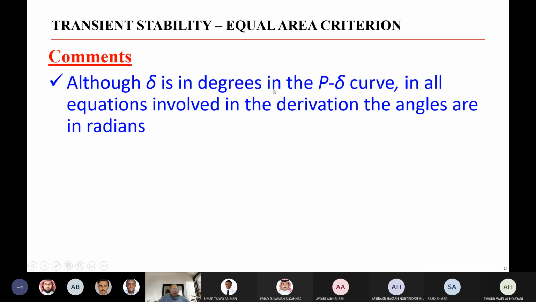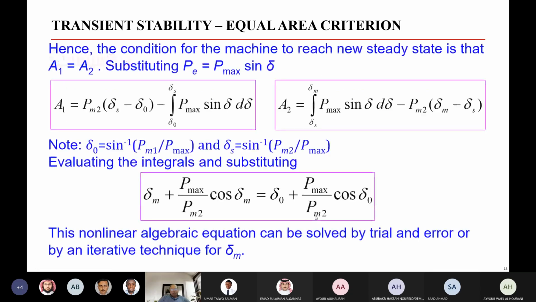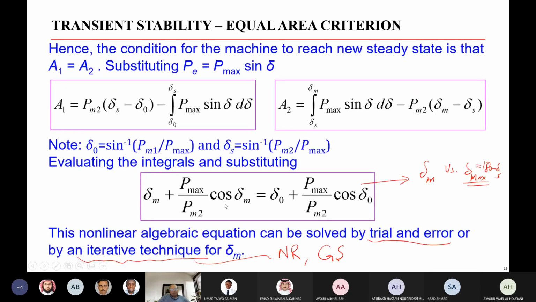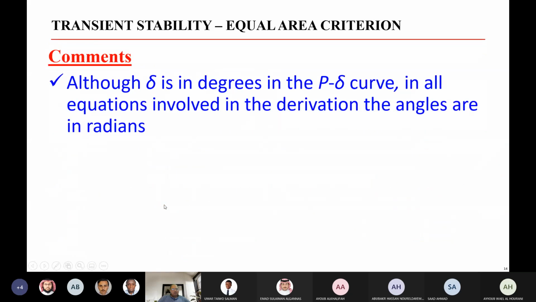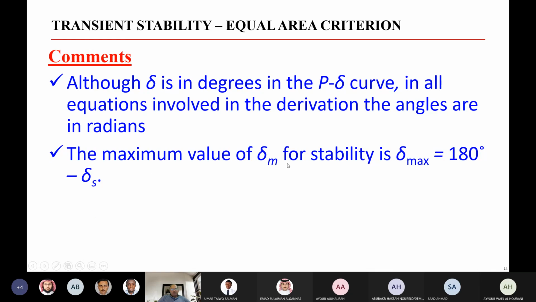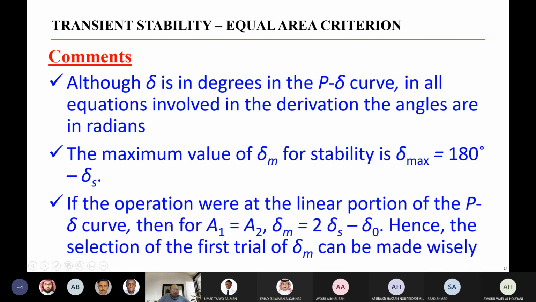Although delta is in degrees in the P-delta curve, in all equations involved, the derivation of the angles is in radians. Of course, when you solve this equation, all these angles must be in radians. We cannot say this angle is in degrees or that one is in degrees. All angles in radians. Deltas are in radians. So you solve, you get delta M in radians and so on.